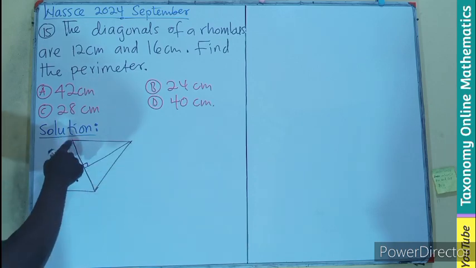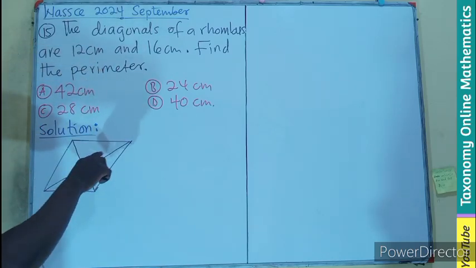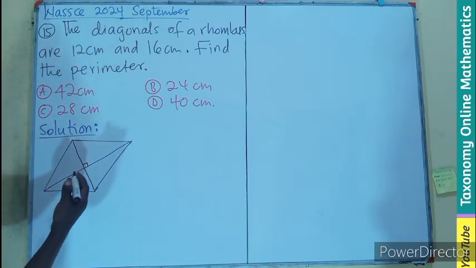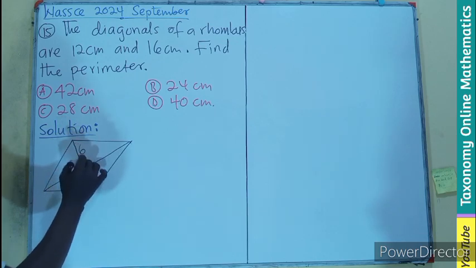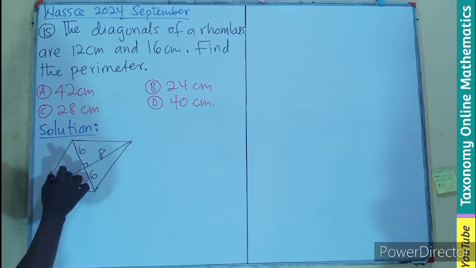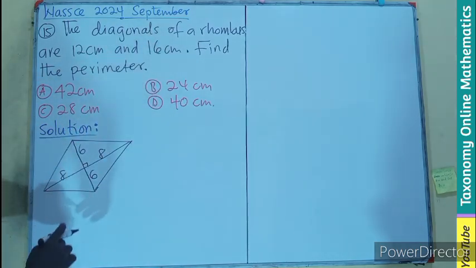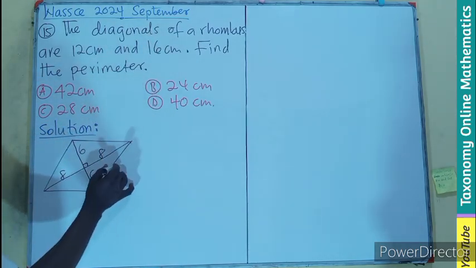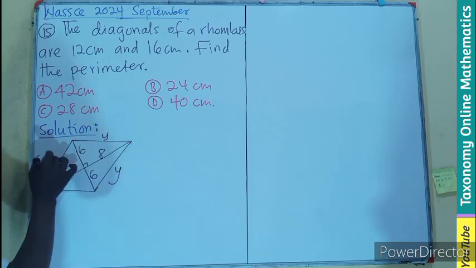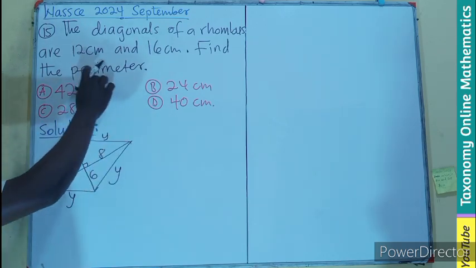So this one, being the shortest, is given as 12. If they intersect, they divide into two equal parts. So here becomes 6, here will become 6. Here will give you 8 and 8, if you are dealing with this as 16. We said a rhombus has all the sides equal. So here could be y, y, y. It is the y we want to add to find the perimeter.